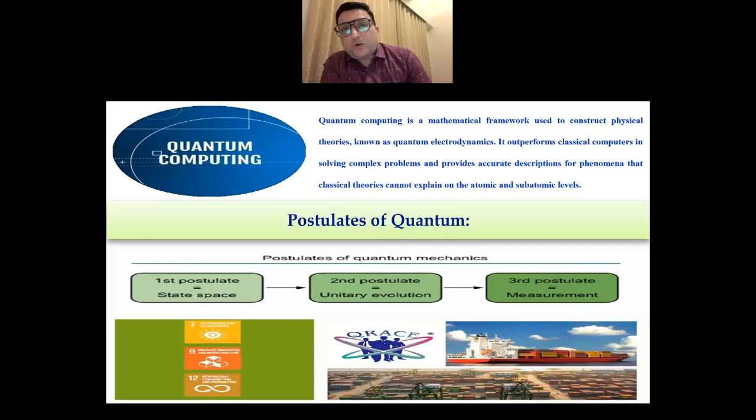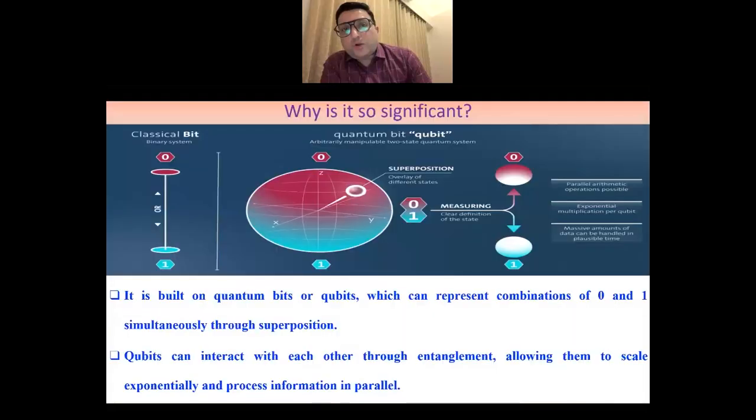So first, you have to prepare the state. Second, after preparation, you put it into the quantum system. When it evolves, the output should always be unitary. And third, you have to measure the information, so the third postulate is the measurement. Now coming to why it is so significant. Classically, you know that every piece of information is either 0 or 1, like a transistor. But in quantum, both states can exist at the same time. You can see this in the diagram.